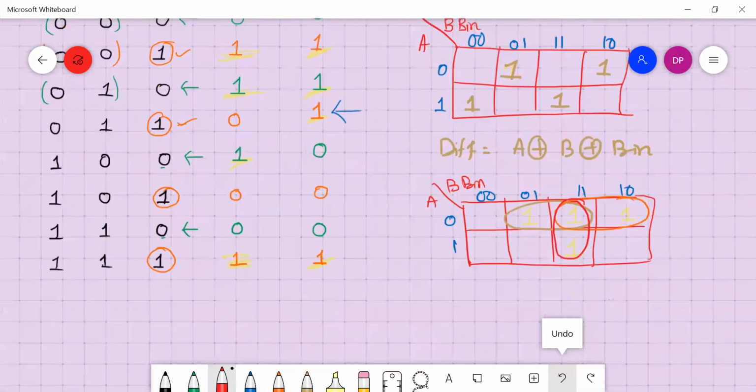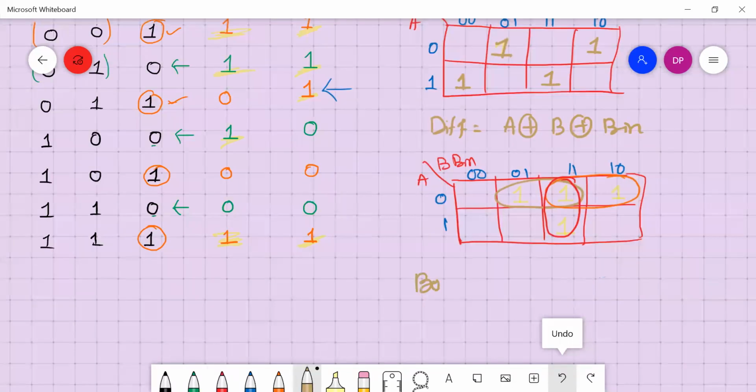So what will be the expression for borrow out, B out? This is one term. This is B, B in, plus for this one, what will you get?